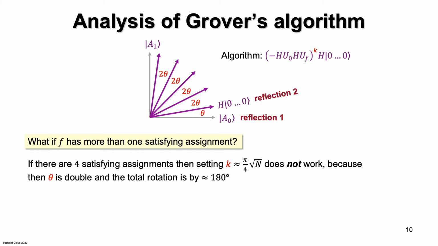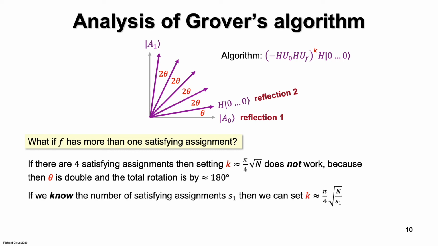The situation is kind of analogous to baking a cake or a souffle. You should not underbake, but you also have to be careful not to overbake. If we know the number of satisfying assignments that f has in advance, then we can adjust k to be just the right value for the angle theta.